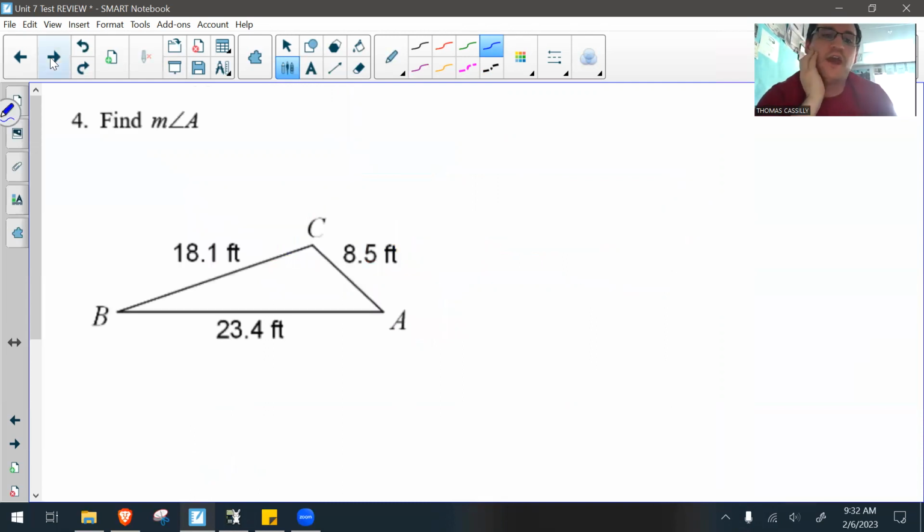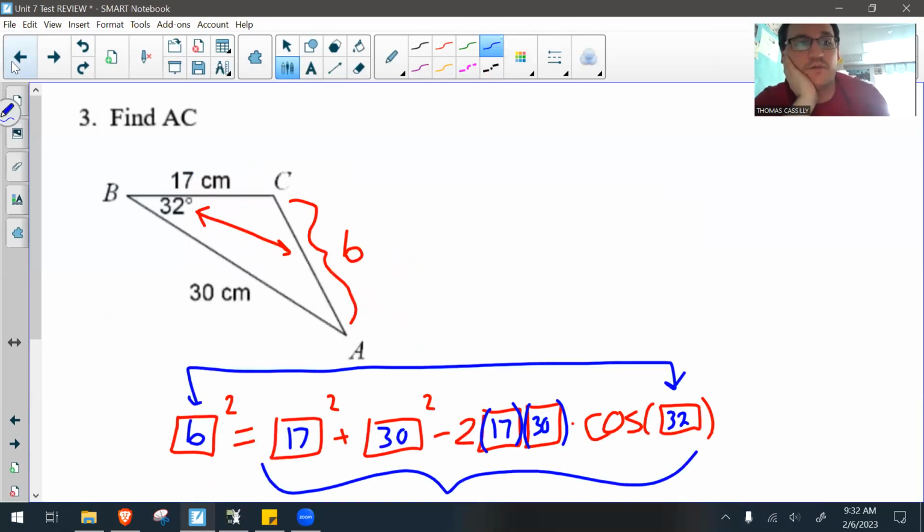All right. We got one more on page 1. We are looking for angle A. So this is an SSS triangle. So we have to use the law of cosines again. Just like on this one, I should have mentioned earlier, this is an SAS triangle.